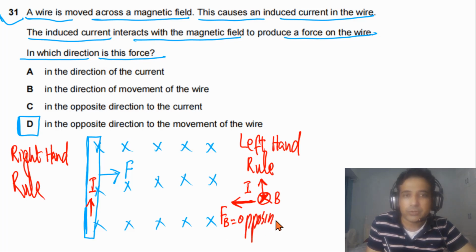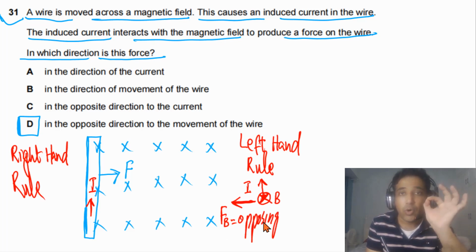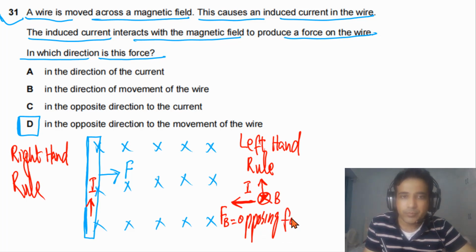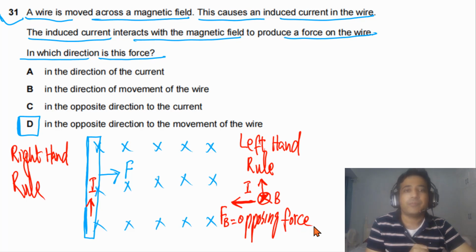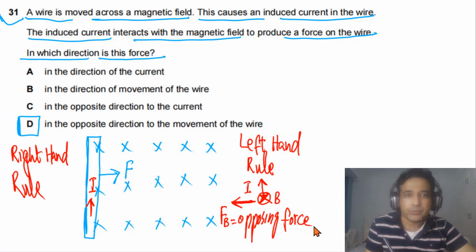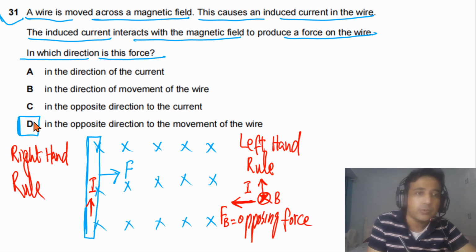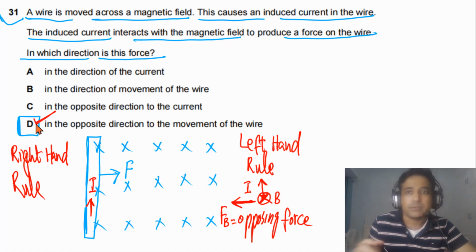So this force is always in the direction opposite to the applied force, so this is the opposing force. So this is the concept you need to understand. I hope this one is clear to you. So the answer for this question is D.